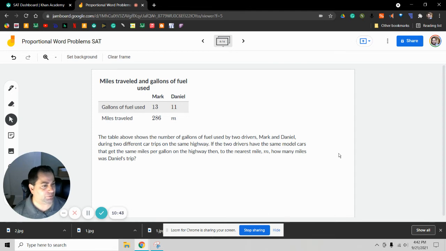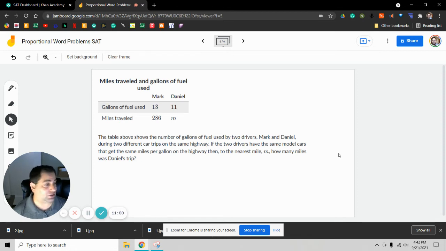It says here the table above shows the number of gallons of fuel used by two drivers, Mark and Daniel, during two different car trips on the same highway. If the two drivers have the same model cars that get the same miles per gallon on the highway, then to the nearest mile, how many miles was Daniel's trip?